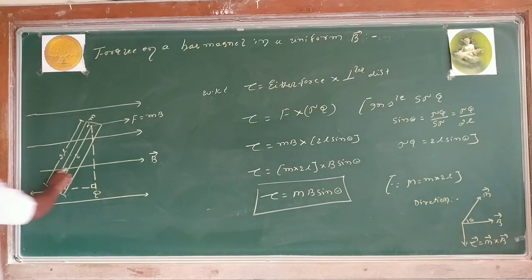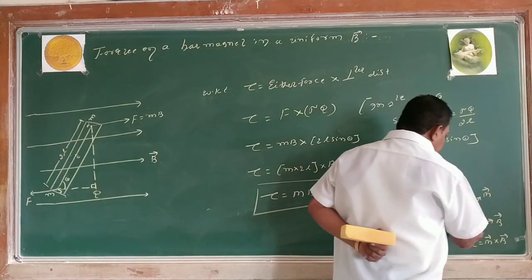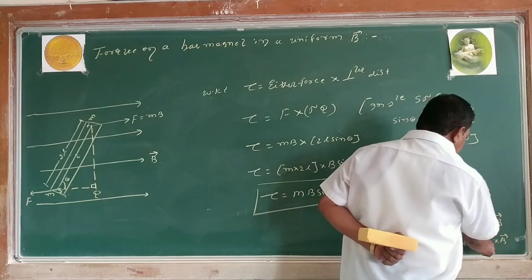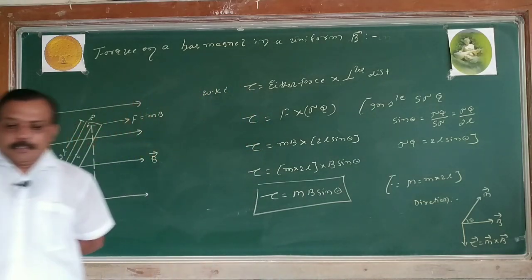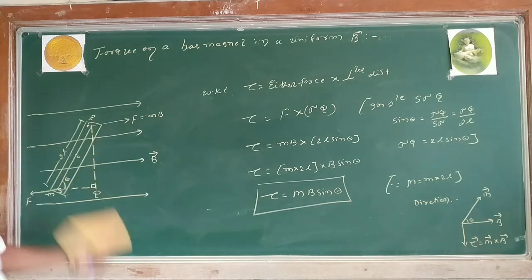Now this is the magnetic field, and this is the magnetic dipole moment. A bar magnet is nothing but a magnetic dipole moment m. B makes an angle theta. Torque is perpendicular to both m and B, vector m cross vector B. Now this is the direction of what? Torque. Now this is a simple derivation.